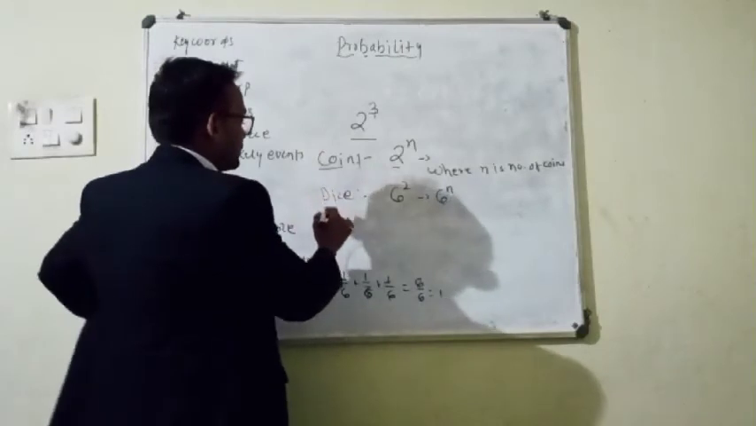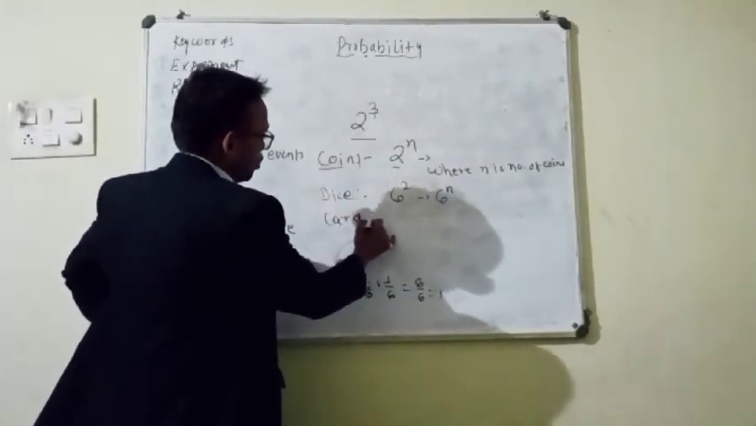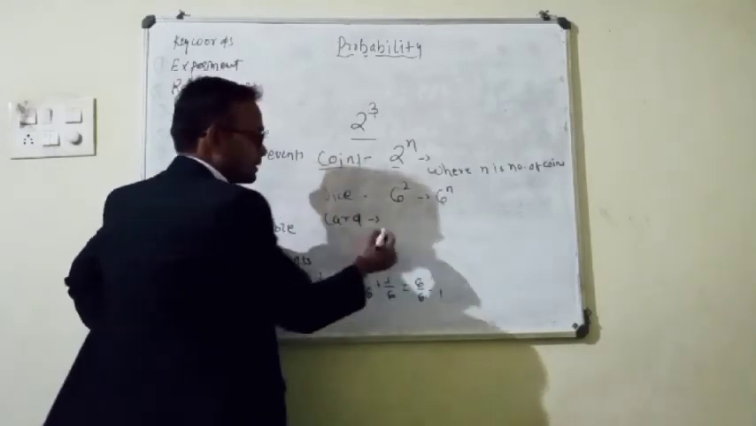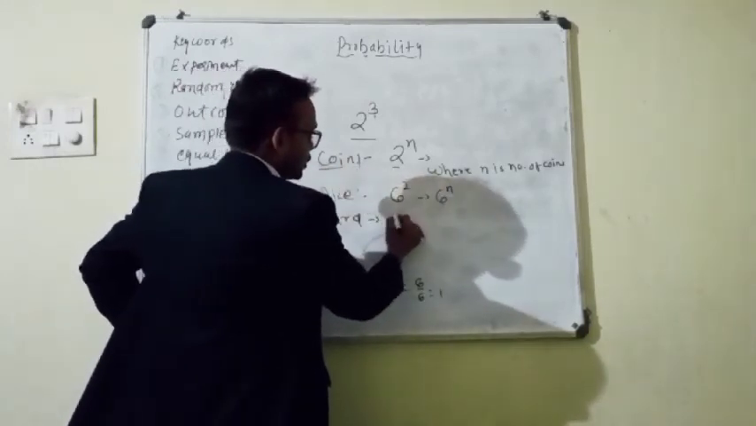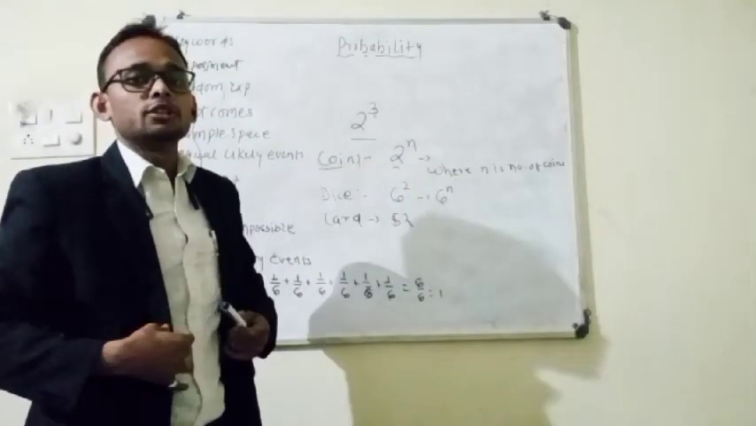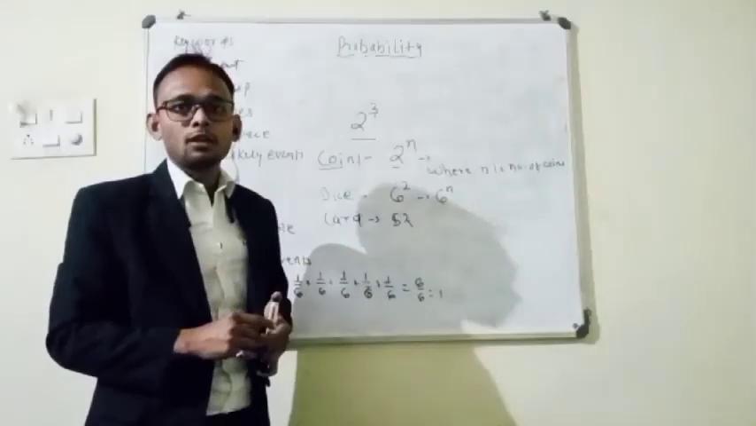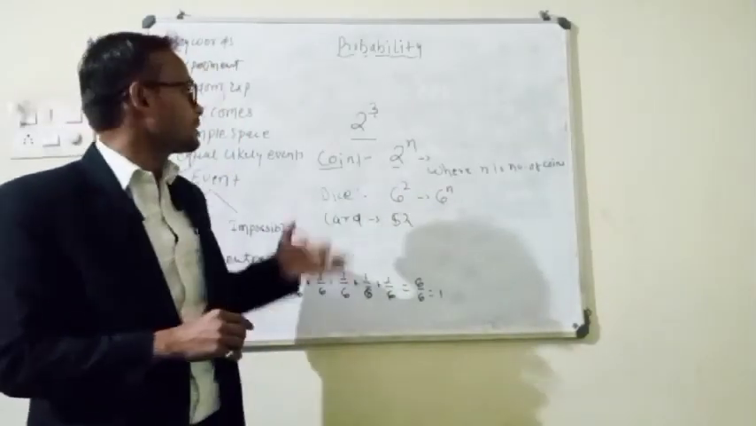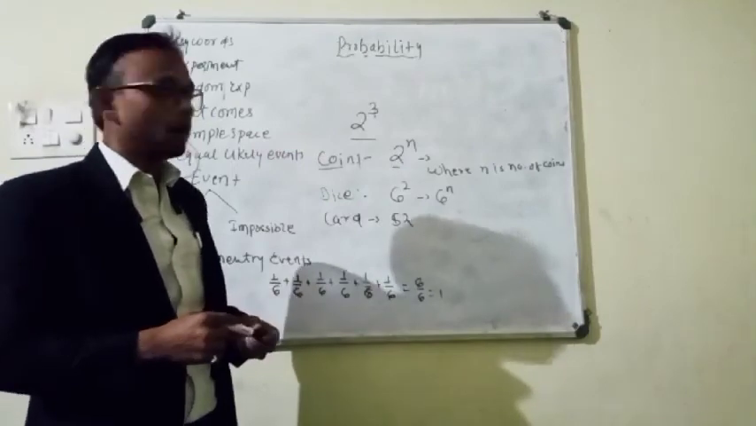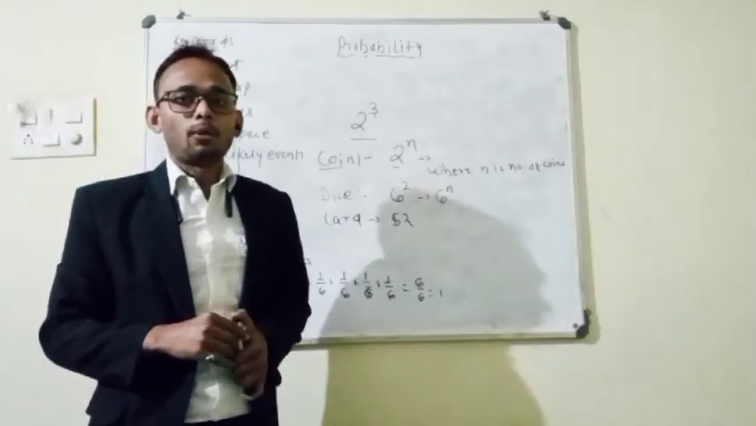And if I am taking playing cards, how many playing cards are there? There are 52 playing cards in a single deck. So the total number of possible outcomes is 52. Okay. So likewise, using this formula, in the next video we'll solve the problems of probability.